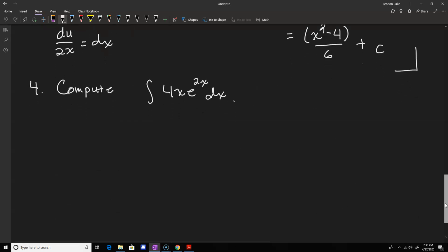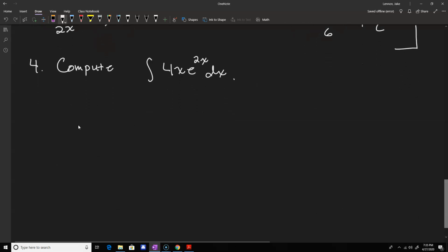So for 4, we're integrating again, finding a general antiderivative. But now we have a product of two different types of functions. 4x is a polynomial and e to the 2x is an exponential. So we've done a few of these. In this case, remember, typically it's easier to let u be the polynomial. So u is going to be 4x, and dv is going to be our e to the 2x.